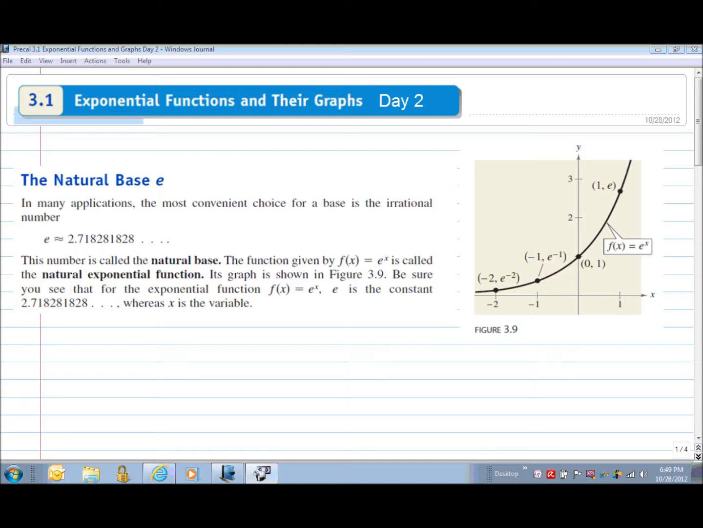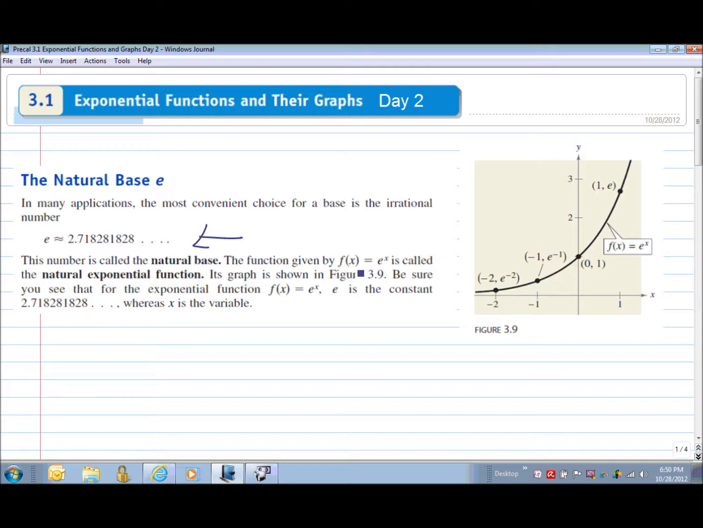Tonight we're going to talk a little bit about a base called base E. It's a number called E. We're going to see very often in nature, in a lot of our applications, that nature requires the use of an exponential function whose base is this irrational number symbolized by the letter E. So E is an irrational number, sort of like pi is an irrational number. It's used so often it's given its own letter, base E. As you can see right here, base E is really 2.71828, etc. It's a non-ending irrational number. The number is called the natural base.